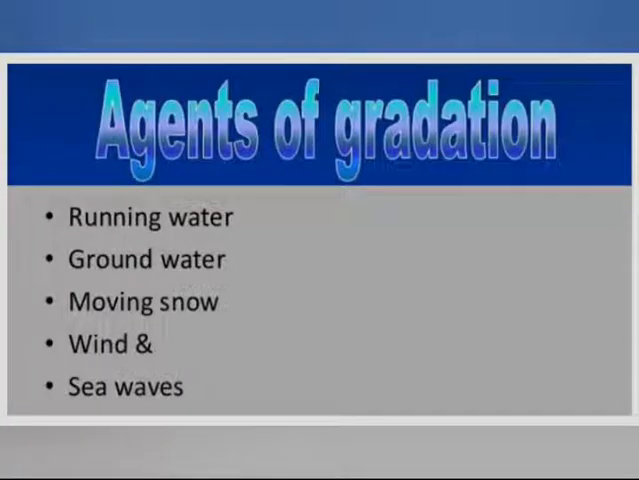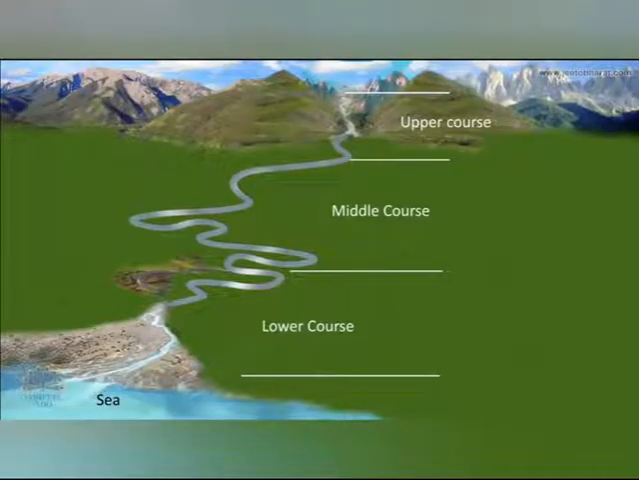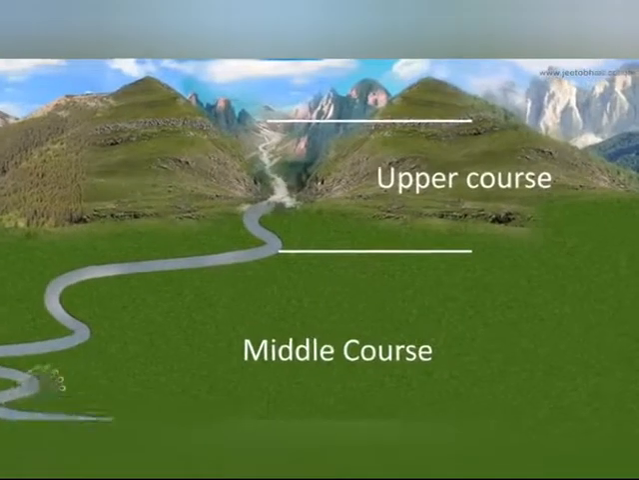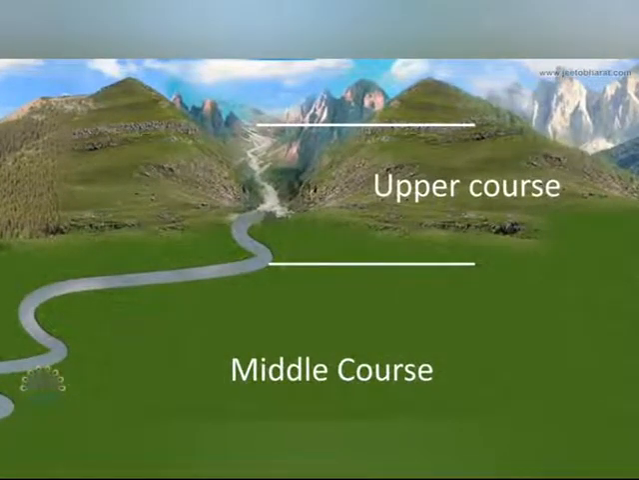There are 5 agents of gradation, and in this class you will be learning about 3: running water, moving snow and sea waves. Let us begin with river. The course of a river comprises of 3 distinct parts. First is the upper or the mountain course where the river originates. Here, the velocity of the water is faster due to the steep gradient. The floor of the valley is narrow and the valleys are V-shaped.